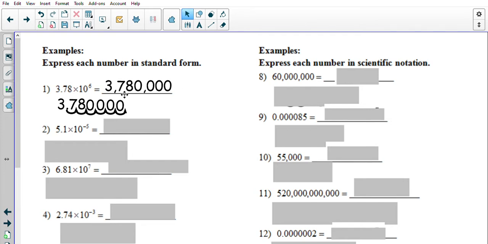I do always like to add those commas in so that we can see what the number is. It's 3,780,000. Without the commas in there, it's kind of hard to read the number. So it's kind of a good idea to put those in so you know how to read it.